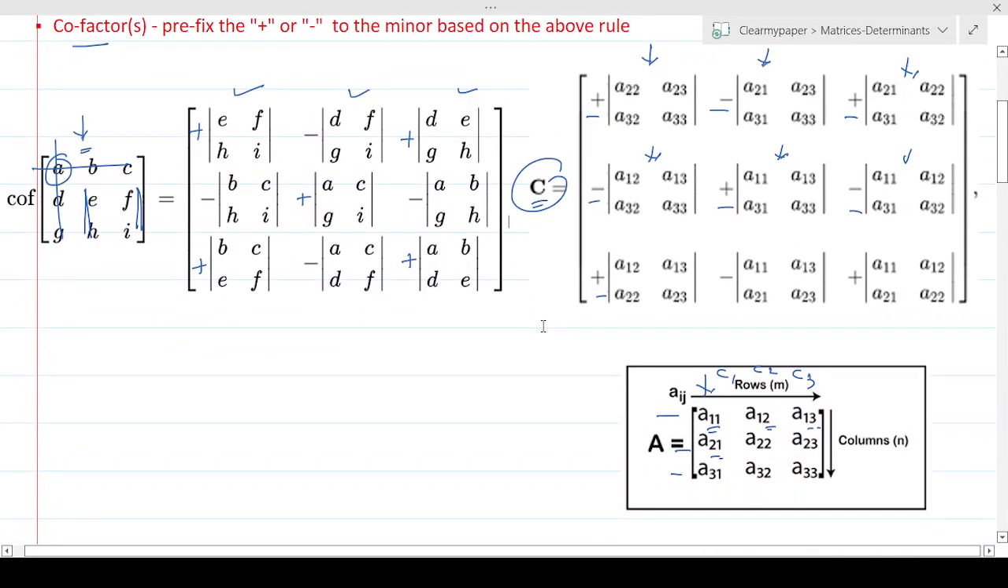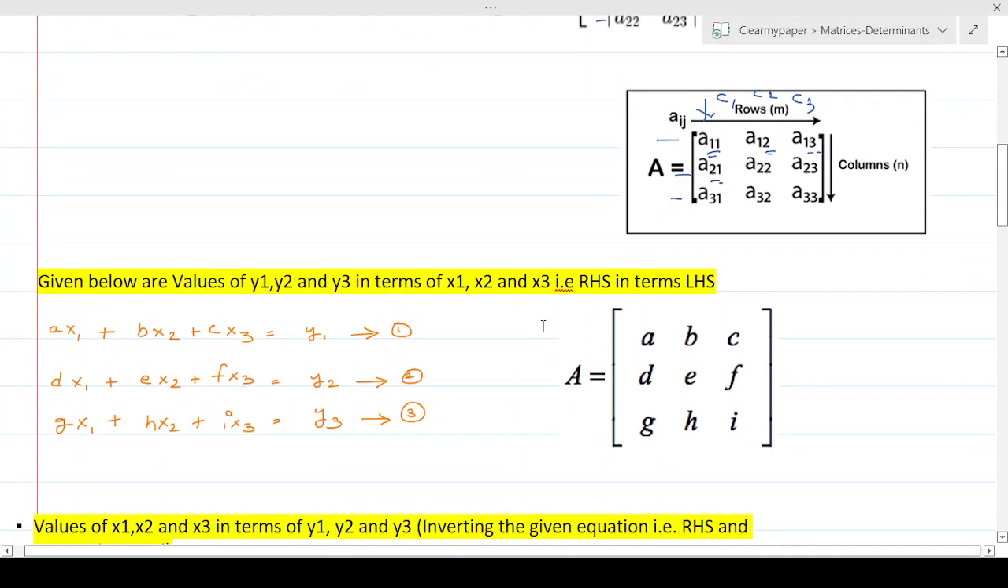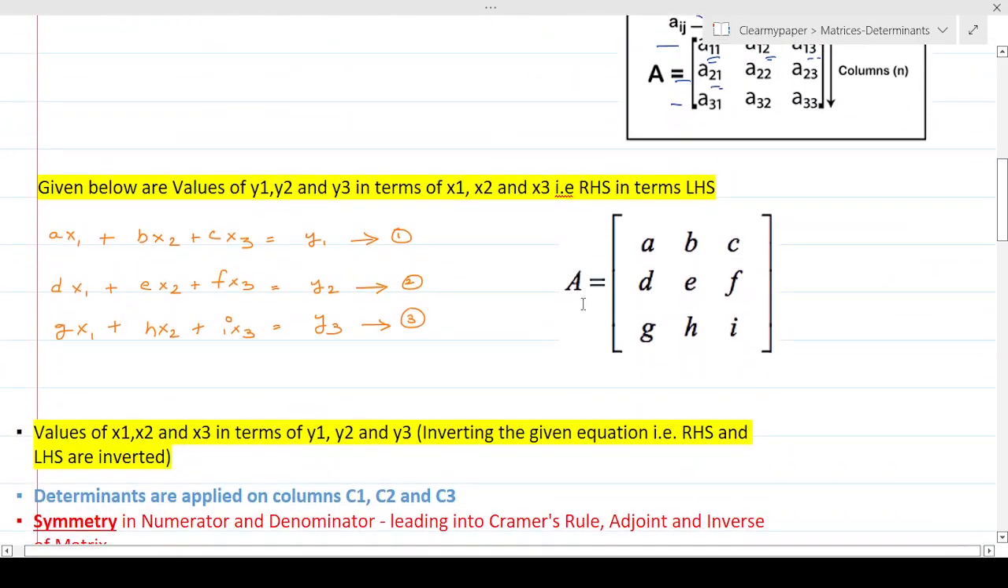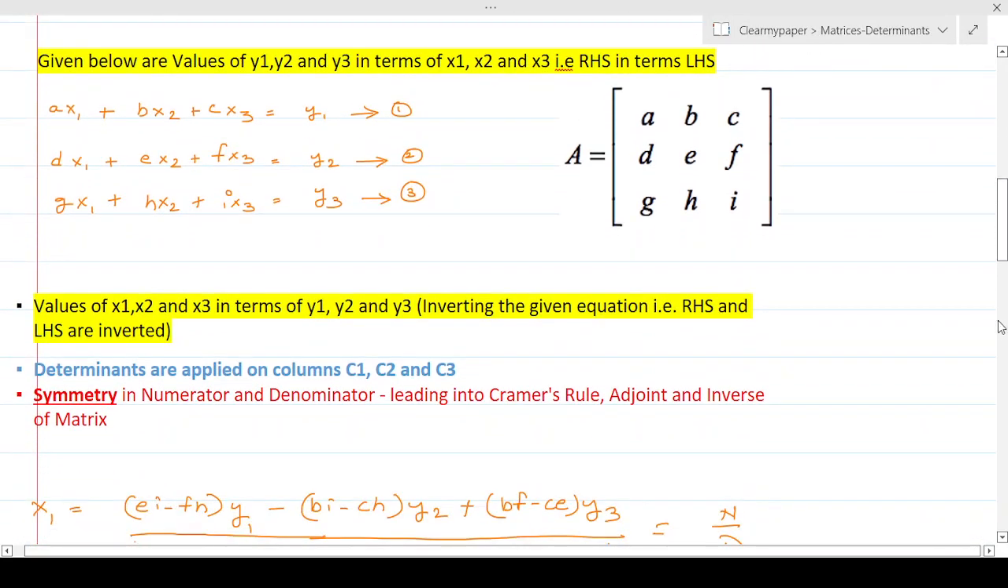Let's build on this further to understand the adjoint and inverse of a matrix. I'm going to take the good old set of equations that we had all along these videos. We have these 3 equations that you have seen in the previous videos, where we have expressed each one of them as a linear equation with 3 variables, and we have a coefficient matrix A, which in this case is this part with just the coefficients over here.